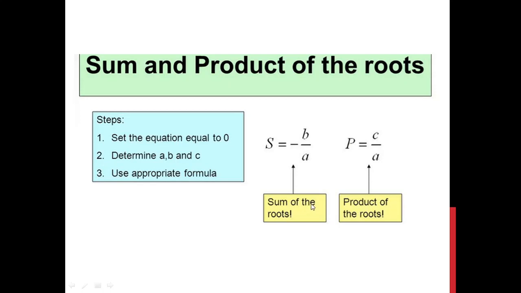So for the sum of the roots, you need this formula. S, or the sum, is equal to the negative b over a, and for the product, it is equal to c over a.